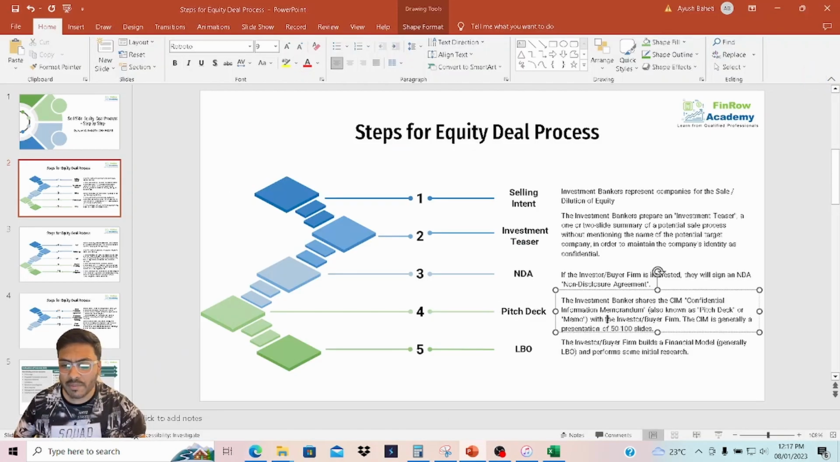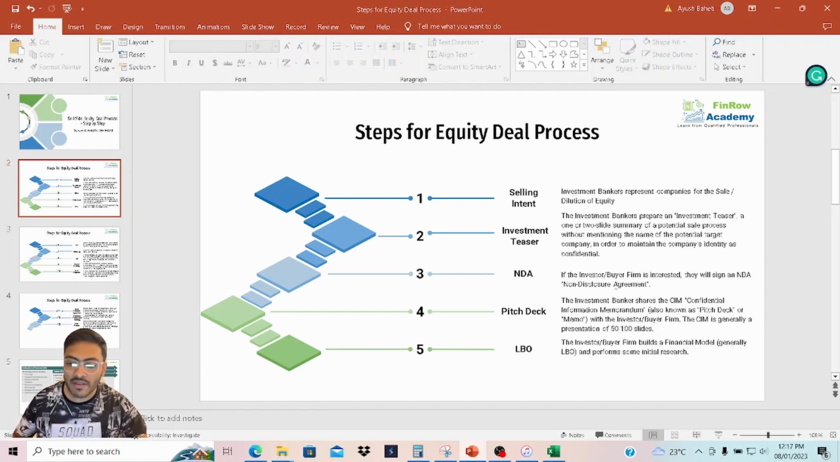So through the pitch deck, buyers get access to the information about the company at great length. So let's see what the slide is saying. The investment bankers share the CIM, which is the confidential information memorandum, also known as pitch deck or memo, with the investor buyer firm. The CIM is generally a presentation of 50 to 100 slides.